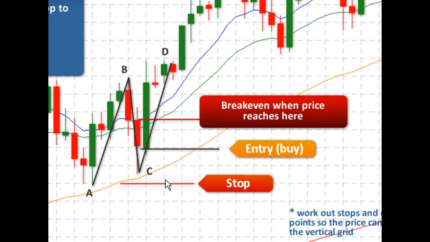And so the distance between the entry and the stop will be equal to the distance between the entry and the break-even price. And when price reaches the break-even price, you're moving your stop from the original place up to the entry price to be at break-even.